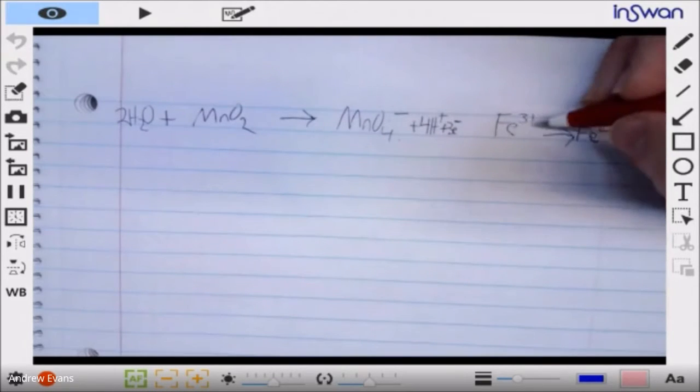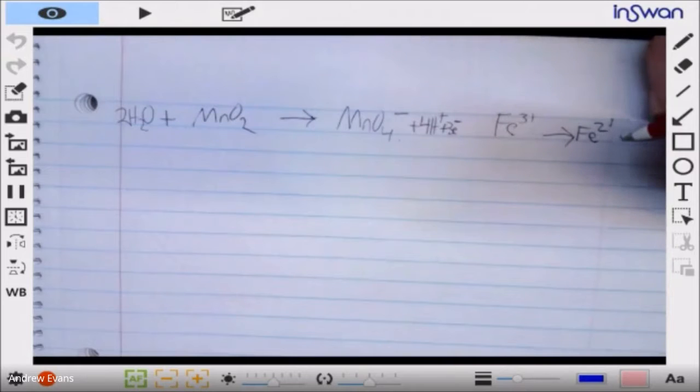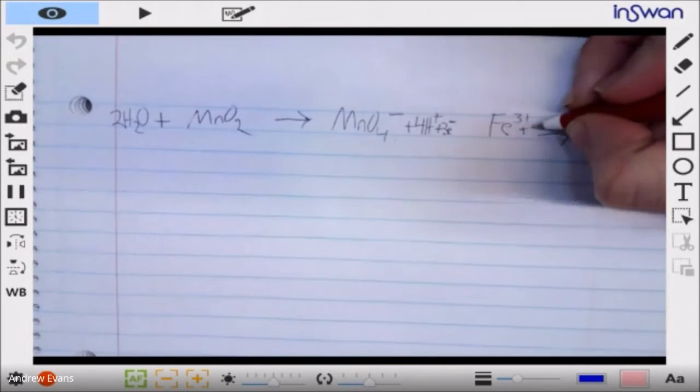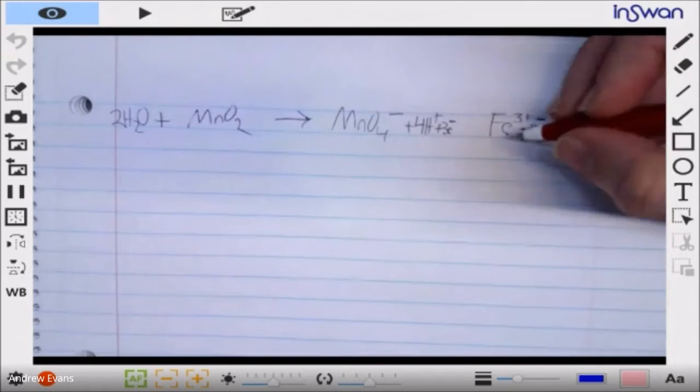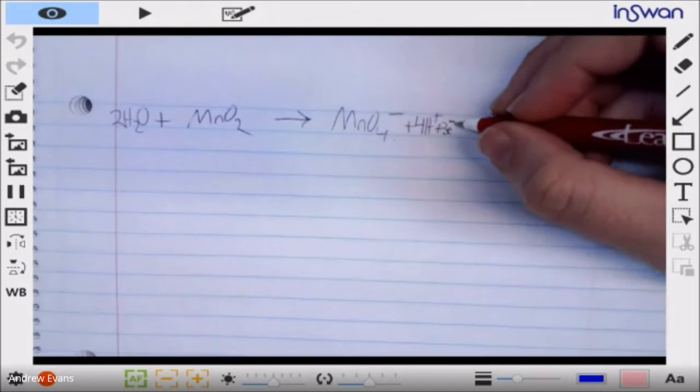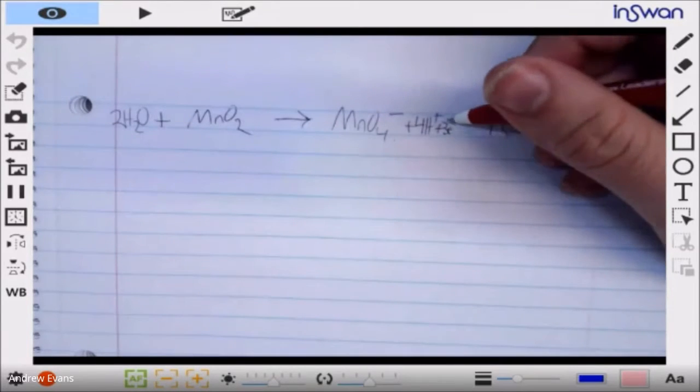Now for this one, 3 plus to 2 plus. How do you get from 3 plus to 2 plus? We're going to add an electron here. So this one is the gain of 1 electron. This guy is the loss of 3 electrons.